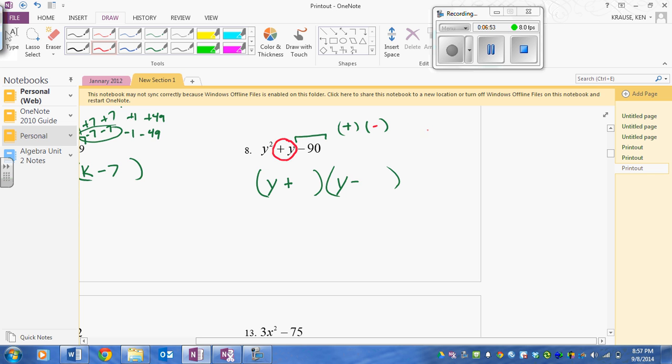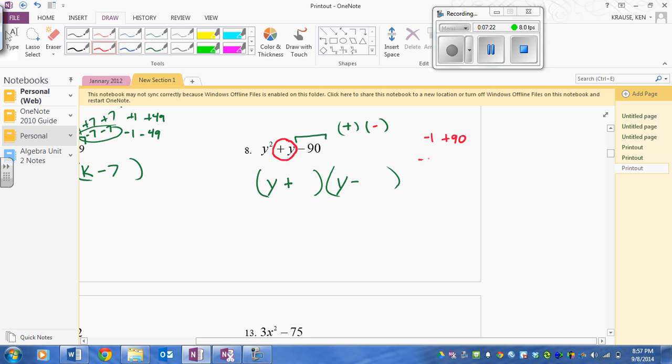Well, that means we're going to have either positive 1 and negative 90, which are really far away, we'll never get a 1, or positive 2 and negative... Wait a second here, these are going to add up to negatives. So what I really need to do is make sure that my larger number is the positive. So negative 1 and positive 90. Those add up to 89.